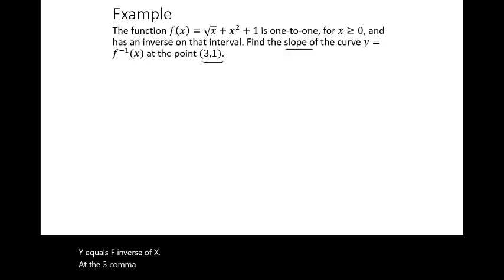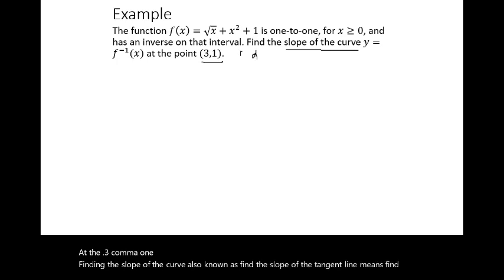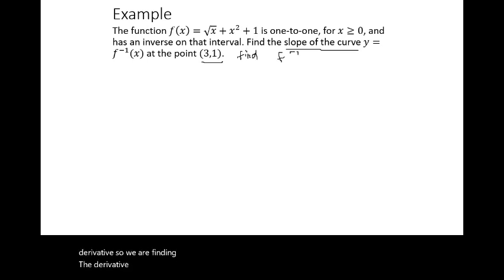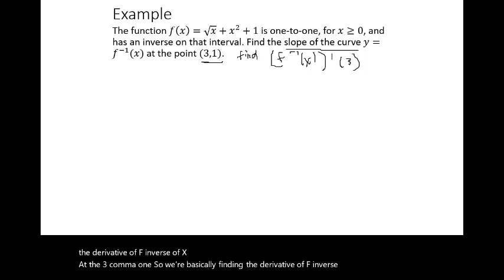Finding the slope of the curve, also known as finding the slope of the tangent line, means find the derivative. So we are finding the derivative of f inverse of x at the point 3, 1. So we're basically finding the derivative of f inverse of x evaluated at 3.